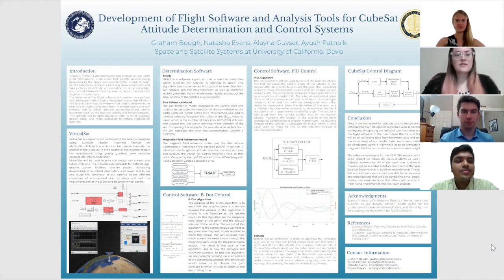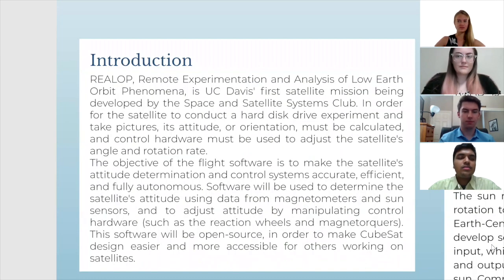Today, we're presenting development of flight software and analysis tools for CubeSat attitude determination and control systems. So we're working on UC Davis's first satellite mission. The purpose of the satellite is to conduct experiments and take pictures of the Earth. But in order to do this, the satellite needs to know where it is and which way it's pointing. So our goal is to work on the software that helps that happen.